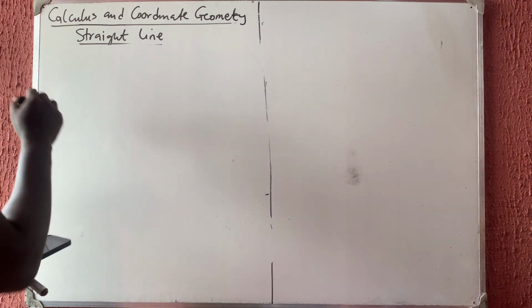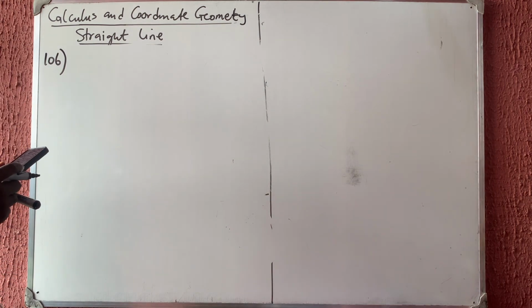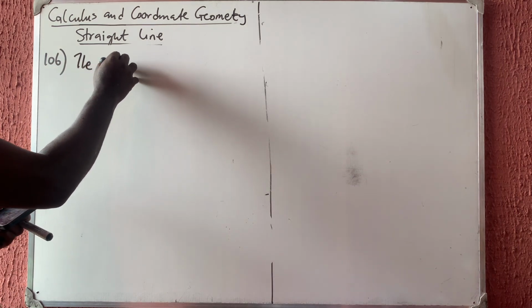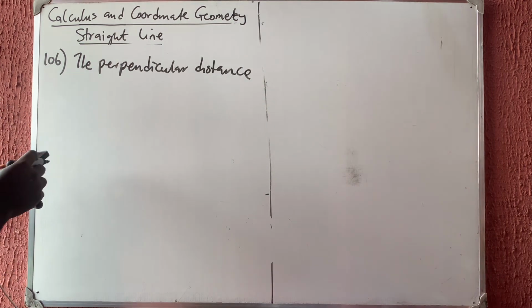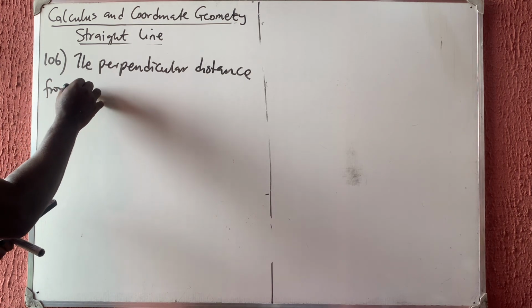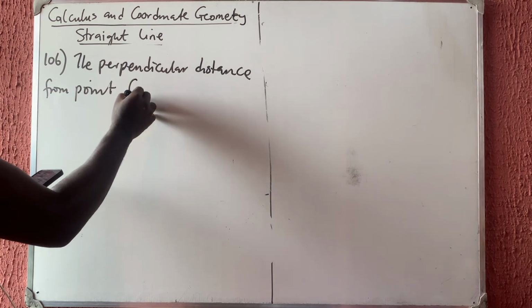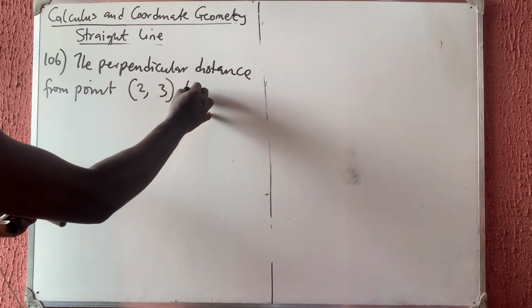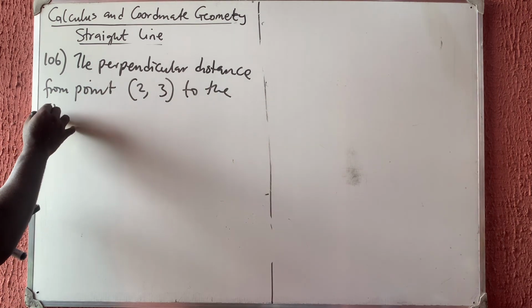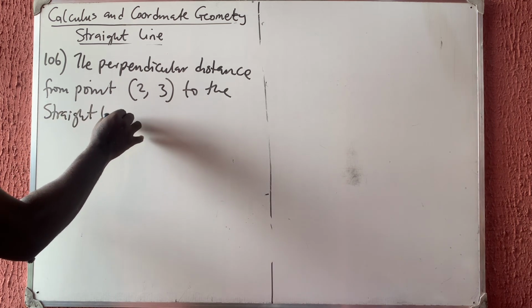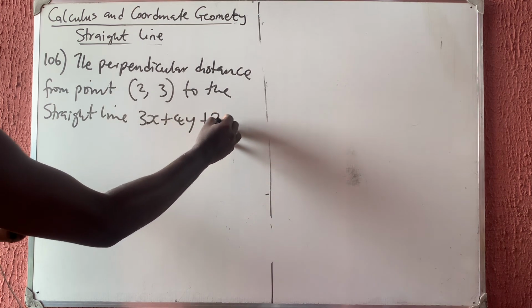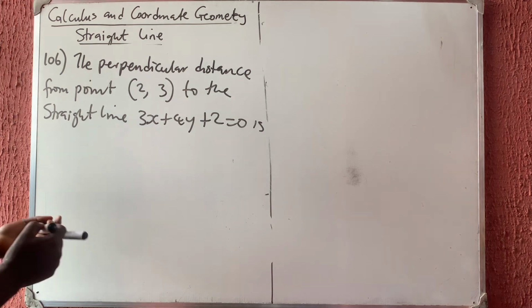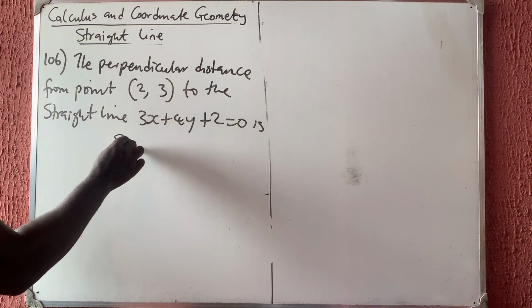So question number 106. Okay. So question number 106 said, another perpendicular distance. They said the perpendicular distance from point 2, 3 to the straight line 3x plus 4y plus 2 equal to 0 is, okay. So now in this case, the same thing again, solution does not change.